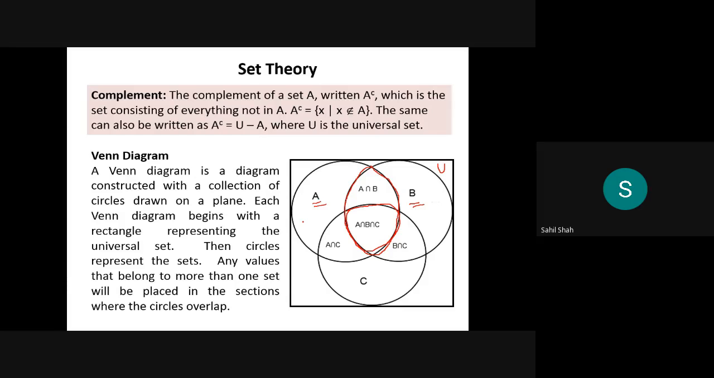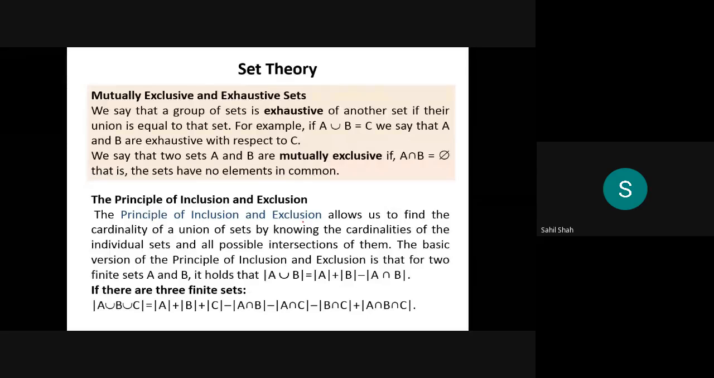Moving further, whatever we are going to cover this week related to set theory is very crucial considering your higher studies, and if one wants to score well in discrete mathematics, you should not skip this part. This is mandatory. So there is a concept of mutually exclusive and exhaustive sets.